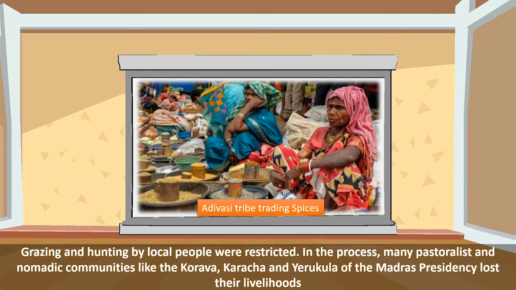The British government gave many large European trading firms the sole right to trade in the forest products of particular areas. Grazing and hunting by local people were restricted. In the process, many pastoralist and nomadic communities like the Korava, Karacha, and Yerukula of the Madras Presidency lost their livelihoods. Some of them began to be called criminal tribes, and they were forced to work instead in factories, mines, and plantations under government supervision.